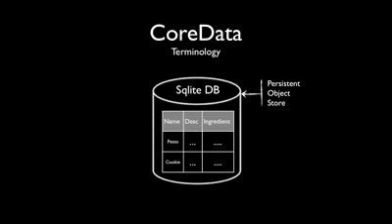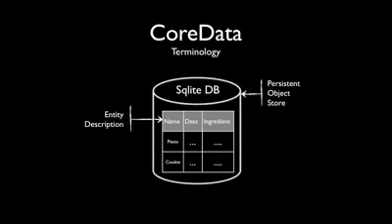the SQLite database would be referred to as a persistent object store. The reason they have given this a name, persistent object store, is because you can have different types of object stores. For example, an XML file, a binary file, or you could just be in memory. So SQLite is just one of the options.